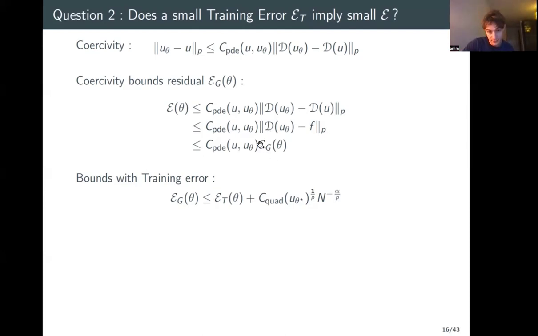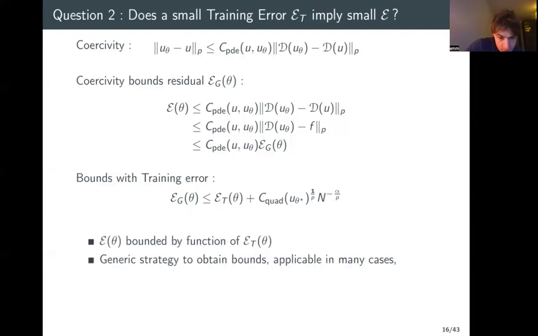Once we did this, we can apply classical quadrature approximations, and we can bound the generalization error as a function of the training error plus some residual error, which depends on the method that you use, but also on the number of collocation points n that you're going to use here. Okay, so this is all very nice. We presented two ways to obtain generic bounds that are applicable in many cases.